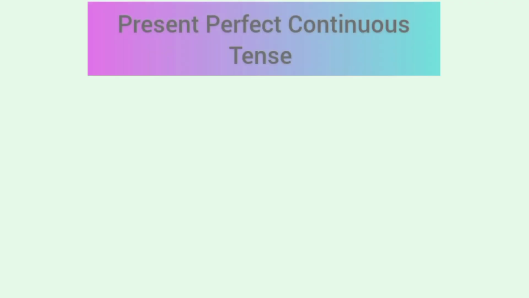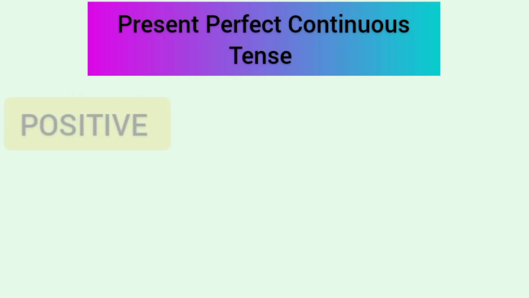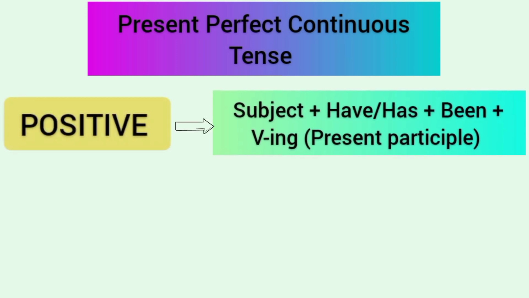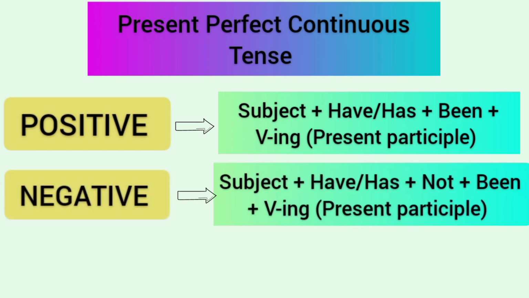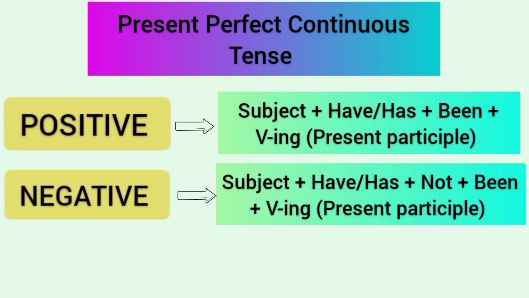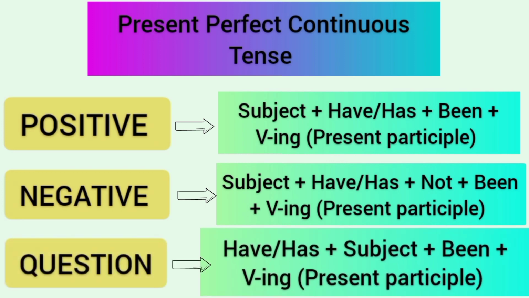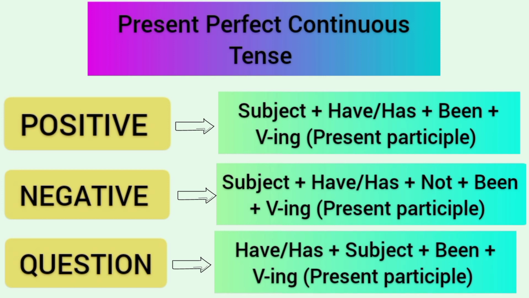Present perfect continuous tense. Present perfect continuous tense ka structure hai. Positive sentence mein, subject plus have, has plus been plus verb ka ing form means present participle. Negative sentence mein, subject plus have, has plus not plus been plus verb ka ing form means present participle. Question sentence mein, have, has plus subject plus been plus verb ka ing form means present participle hota hai.